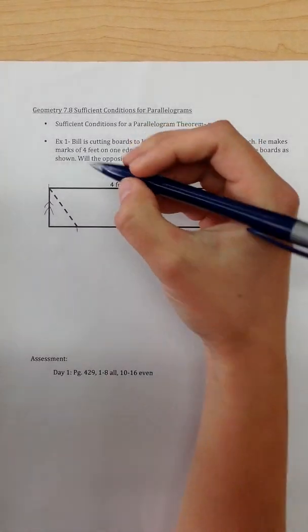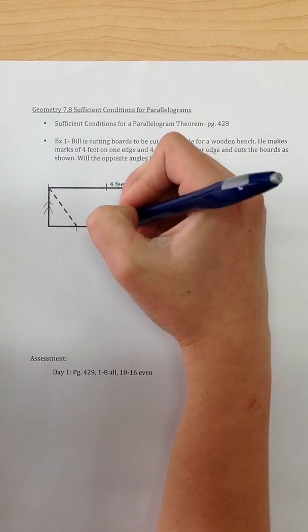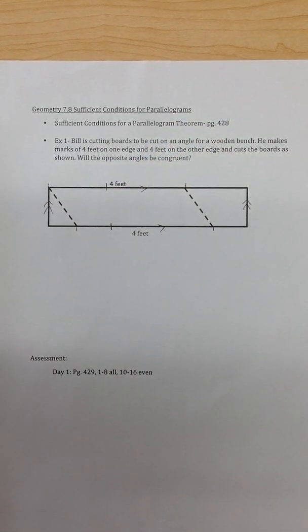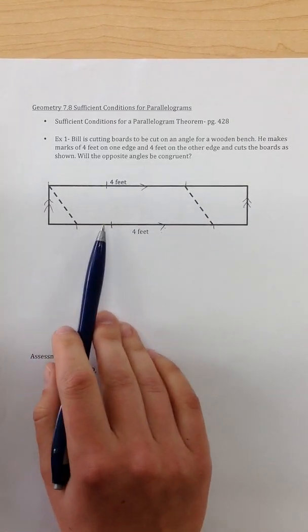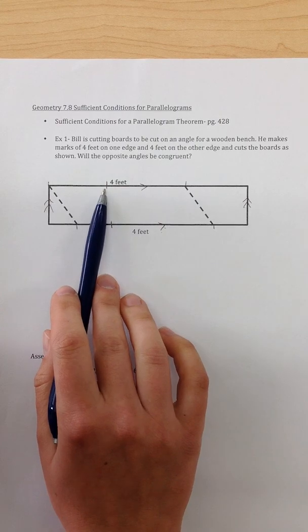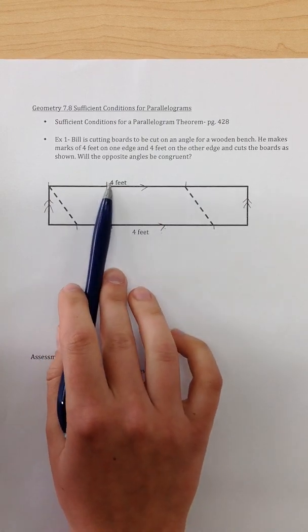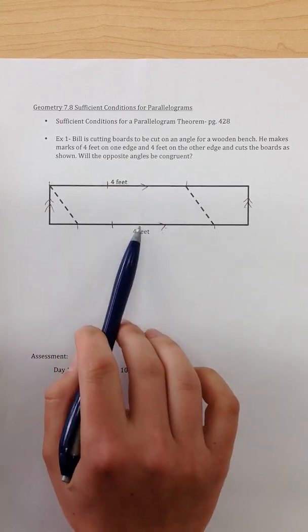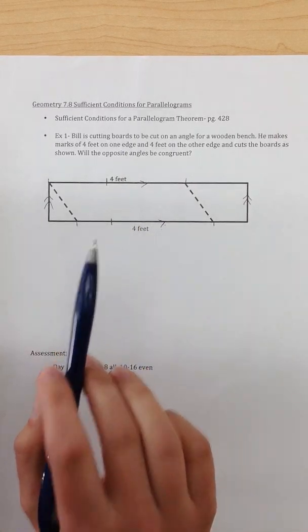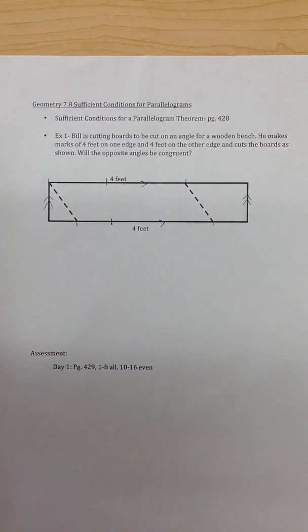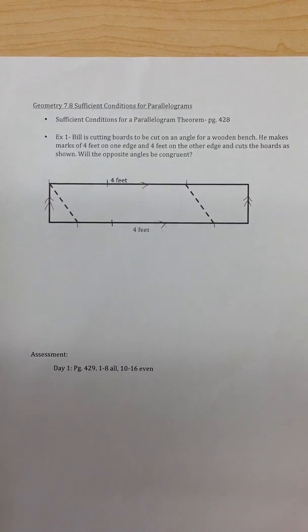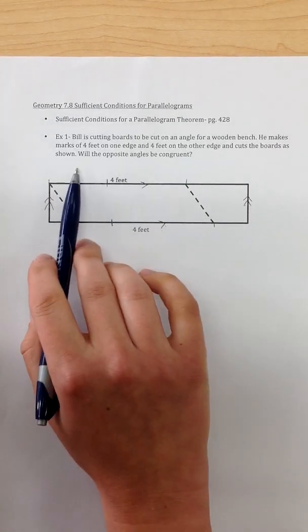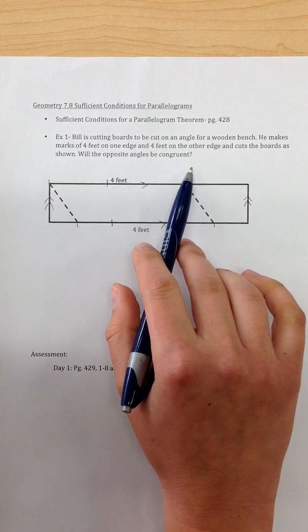And then we've also got here that this is 4 foot, and this is 4 foot. So what they want to know is if that's enough information to say, yeah, this is a parallelogram. So we've got a side here, and the same sides end up being parallel to each other. That goes with that first part of the sufficient conditions for parallelograms, where you've got your opposite sides and the same ones that are parallel matching up. So yeah, this is going to be a parallelogram. And then what it asks is, will opposite angles be congruent?